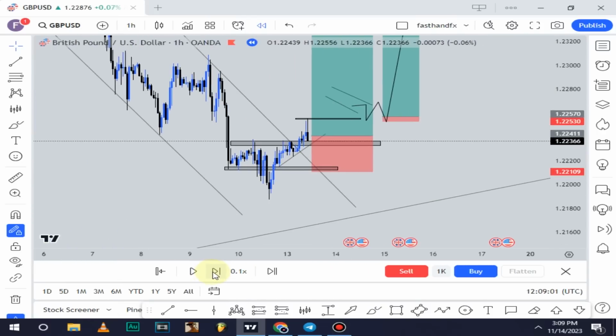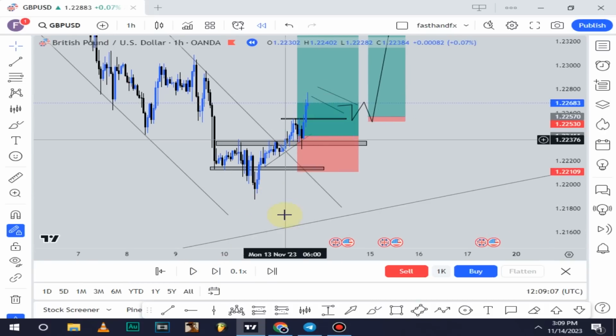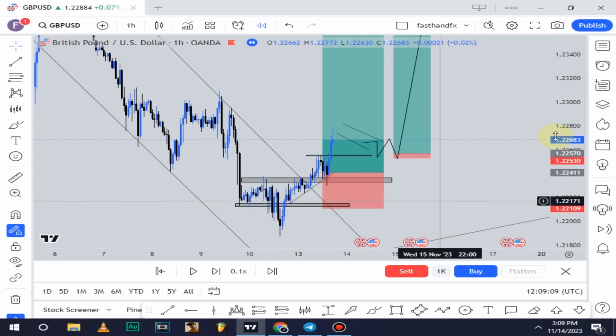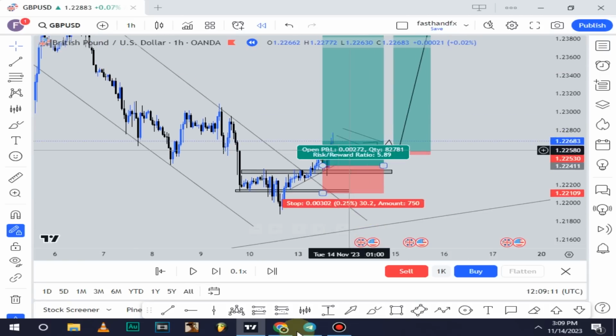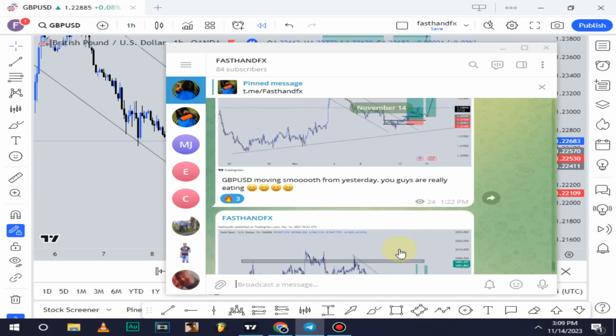The market did this, and now I was in when this pullback came, right? The pullback came, then now I got in. Then now I did also send this signal. This is GBP USD. I gave it to my public Telegram community, GBP USD.